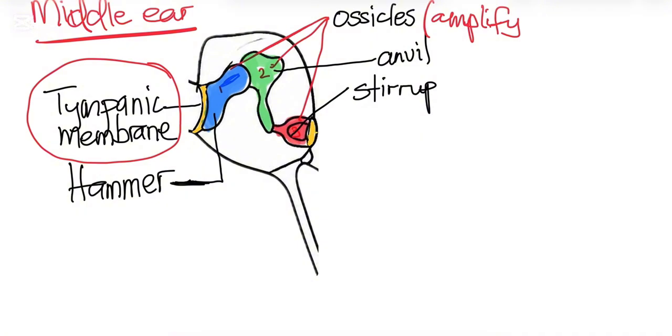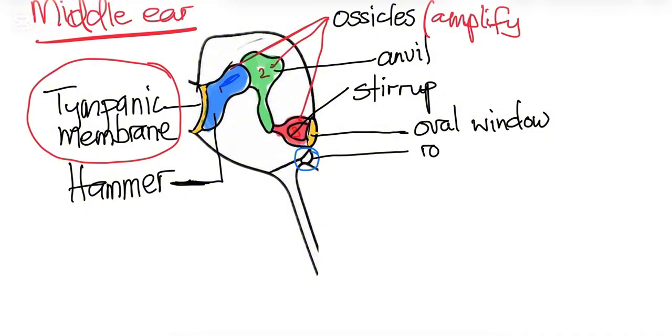Right, so we're going to identify this part that I've colored yellow here, which is the oval window. As you can see, its shape is actually oval, and it's like a window, like the windows that we have in our homes, right? So that's our oval window. We also have another window, or another structure here, which is round, and this one is called the round window.